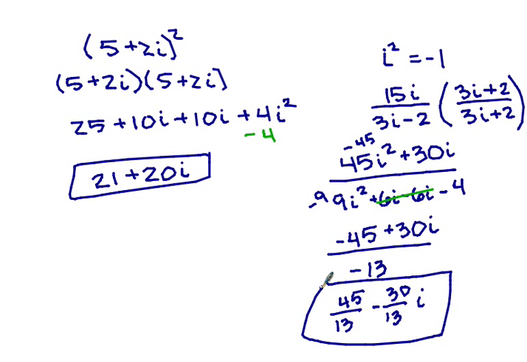Yes, Regan? Why isn't it -13? Because -45 over -13 is a positive. And then positive 30 over -13 is a negative, so this is a minus.